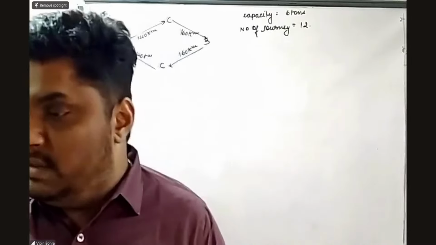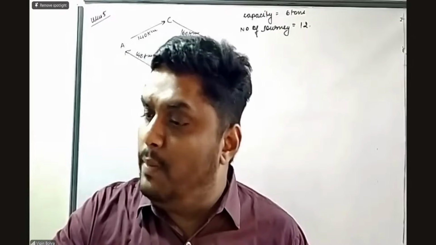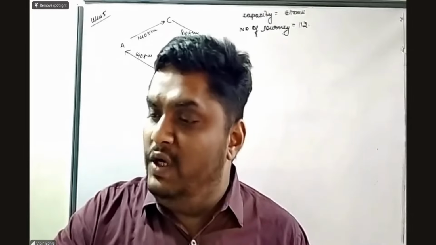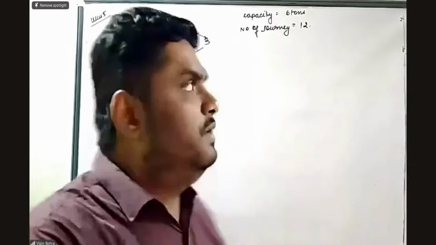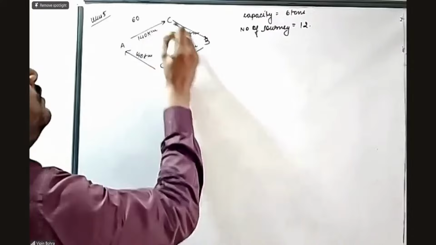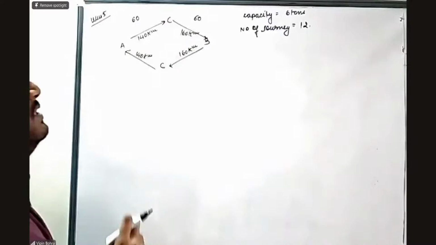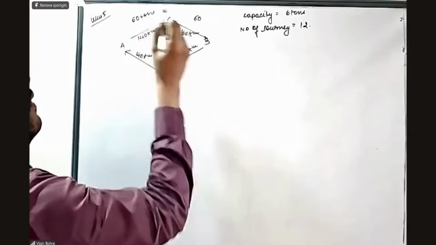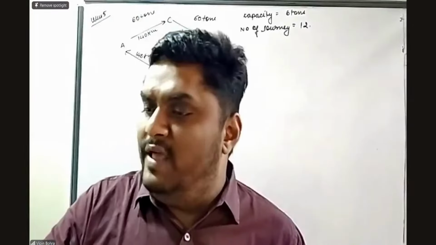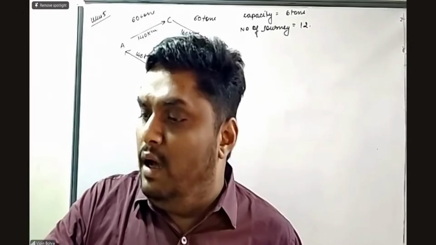In the first 10 journeys, the load is 6 tons from A to B. So 60 tons were transported from A to B, that is in 10 journeys. 60 from A to C and C to B, total 60 tons were transported from A to B via station C. So the 10 journeys are over now, we are left with 2 journeys. From A to C for 2 journeys, they carried a load of 6 tons.